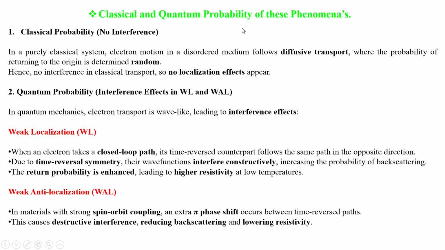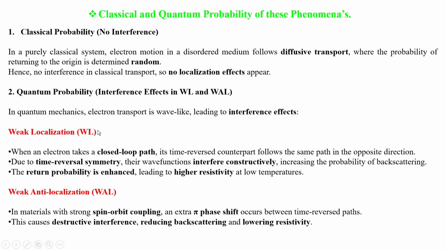Classical and quantum probability of these phenomena. These phenomena are purely quantum effects. On the basis of classical mechanics, we cannot explain them, because electron motion in a disordered medium follows diffusive transport and the electrons do not return to their original position. So this is the random walk effect, and with random statistics we cannot explain the signatures of weak localization and weak anti-localization, because there are no interference effects in classical transport.